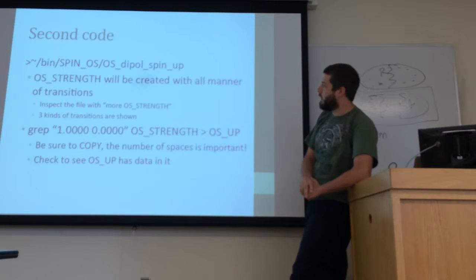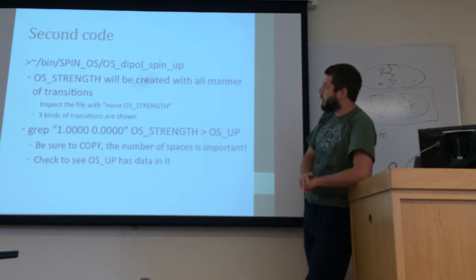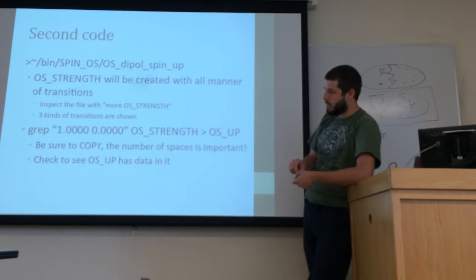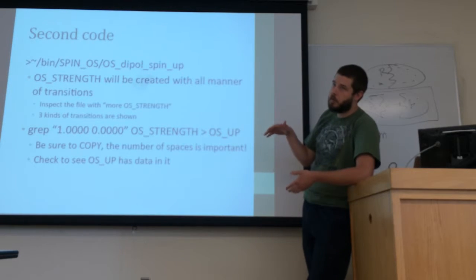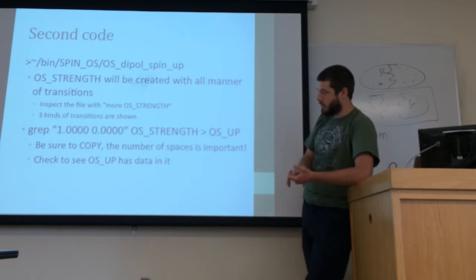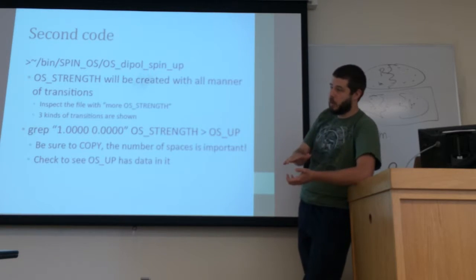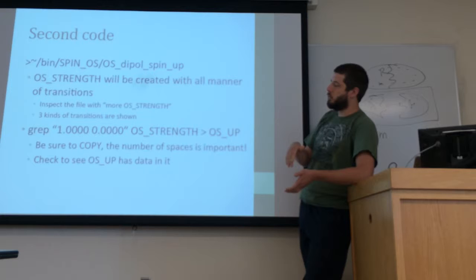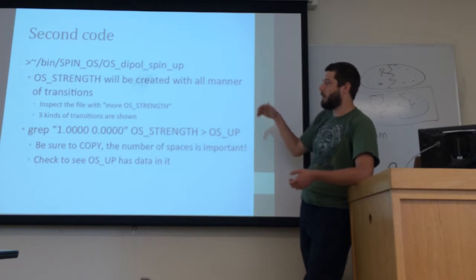The second code that you'll want to run is the OS dipole spin up. This will create the oscillator strength, and it has all kinds of transitions. It'll simply take every state and calculate the difference between that state and every other state that's higher than it. So you'll have transitions from an occupied state to an occupied state, so 1 to 1. You'll see this later on. You'll also see 1 to 0, which is what you're interested in because it's an electron moving to an empty energy level. And then you'll also have an unoccupied state moving to another unoccupied state.